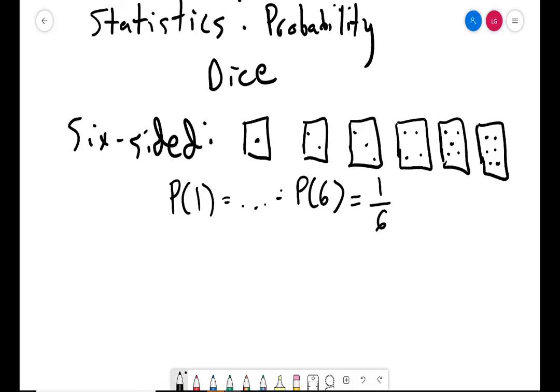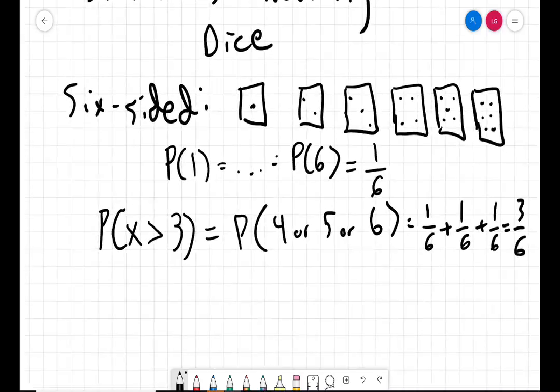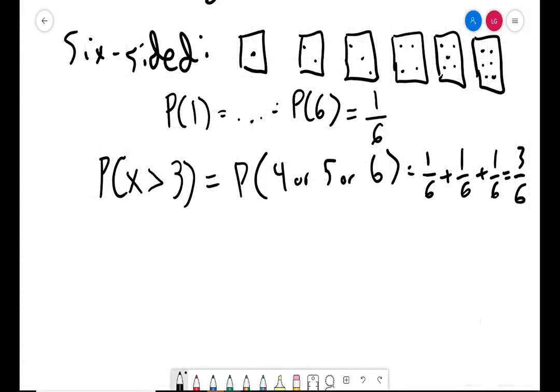So let's ask a couple simple questions, like what is the probability that the outcome of a single roll is greater than 3? Well, that's the probability of a 4 or 5 or a 6. Those are mutually exclusive, so 1/6 plus 1/6 plus 1/6 is 1/2. Makes sense. What's the probability of an even? Also 1/2. Probability of an odd? Also 1/2. Probability less than 6, 5/6, so on and so on. So we can do a lot of different things with the 6-sided dice.